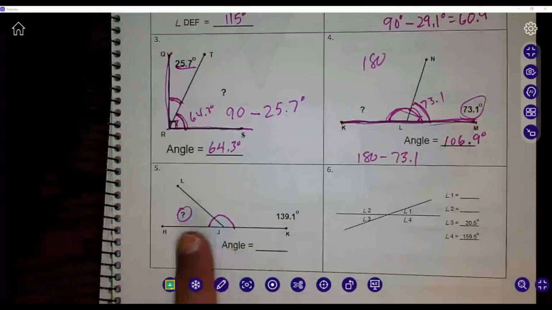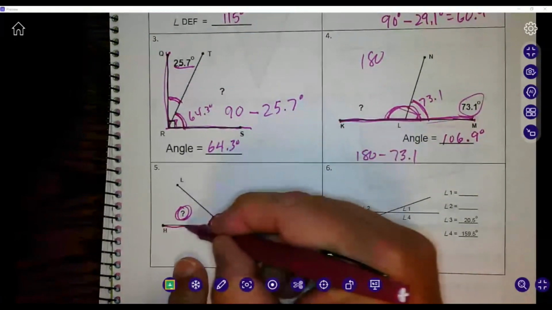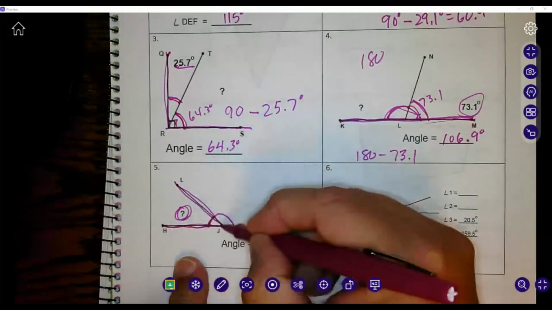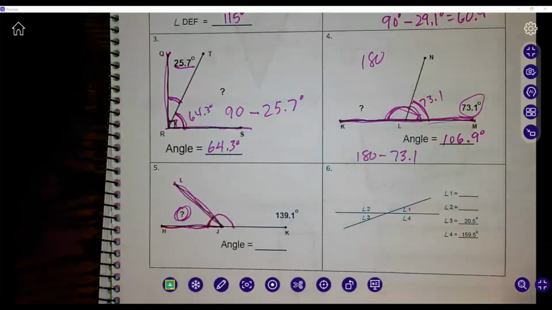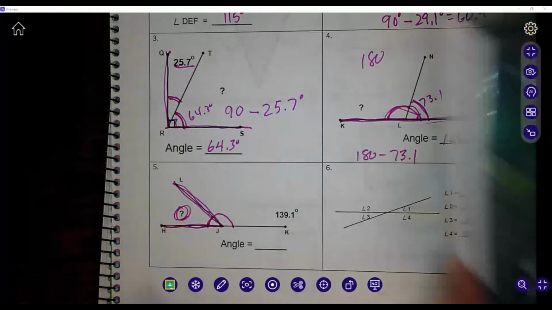Okay, so I'm asking, what is the missing angle? What is this angle right here? HJL, this angle right here. That's what I'm asking you to calculate. What do you get for that missing angle? You should be punching that in and telling me what you're getting as an answer. All right. Yes, the answer is 40.9.